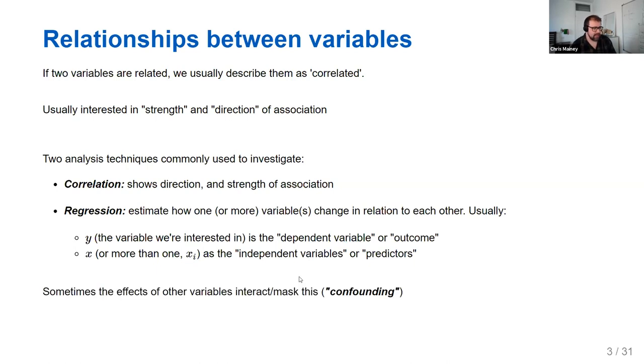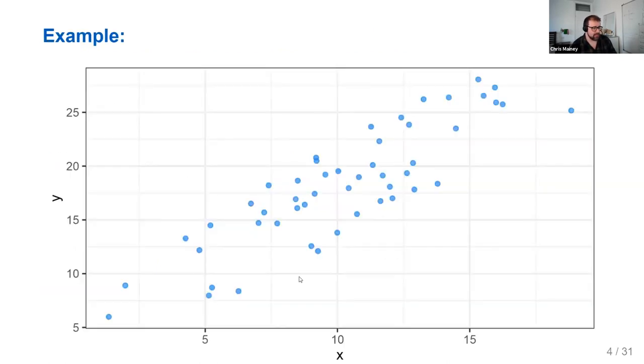So let's see that visually, though, on the other page. So here I've got Y on my Y-axis, as you might suspect, and my X here on the X-axis. So looking at that, mainly because I've engineered it, that looks pretty correlated, right? As X increases, it looks like Y tends to increase as well.